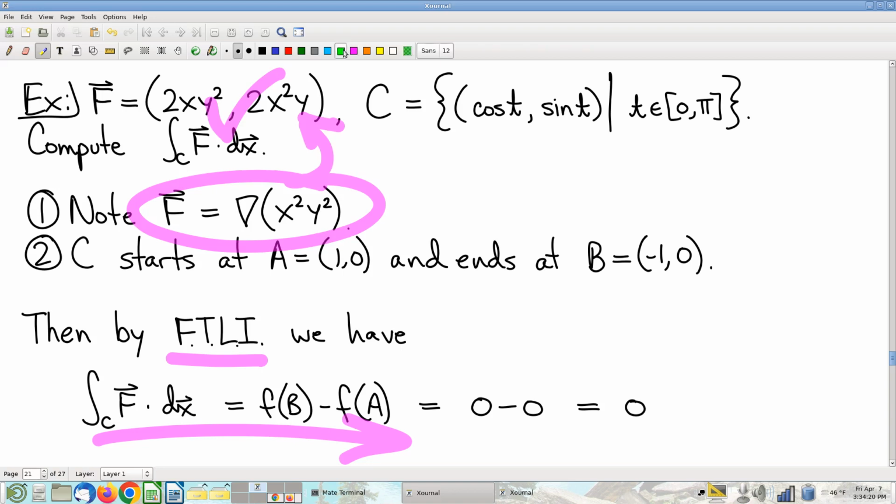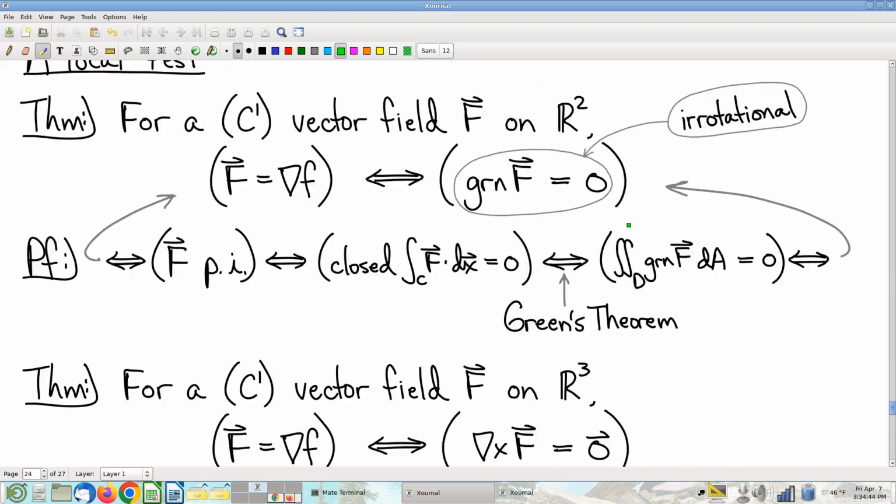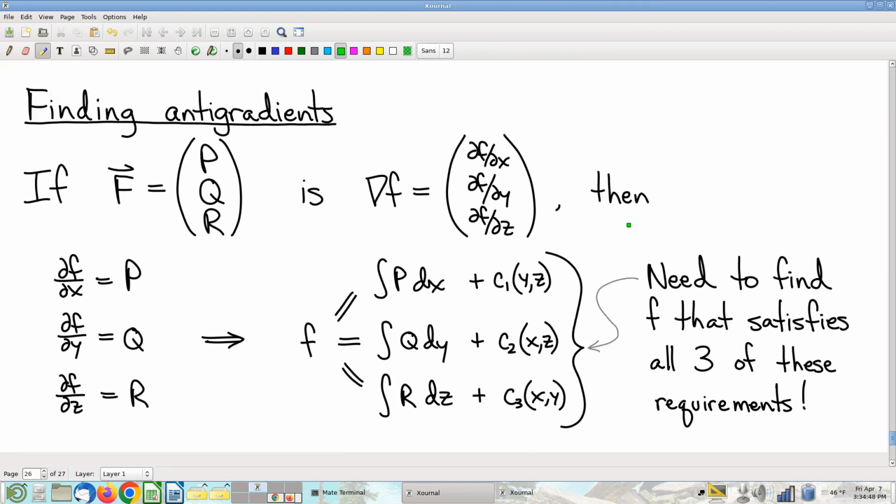What I totally swept under the rug is where on earth did I get this function from in the first place? Right? It's one thing to take its partial derivatives. It's another thing to know, why did I think to take the partial derivatives of this function? It wasn't given. Right? Where did it come from? So that's what I want to talk about now. And again, it's sort of a computational trick here, how to find an antigradient.